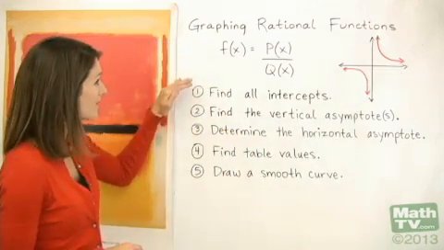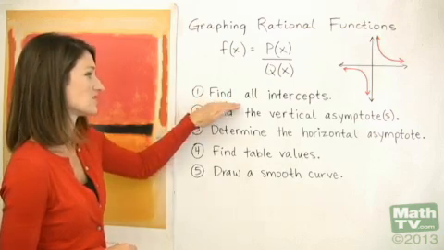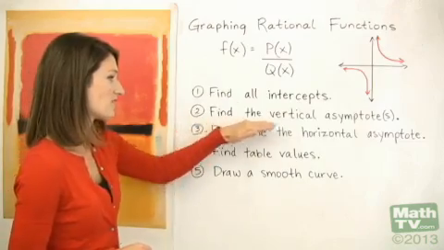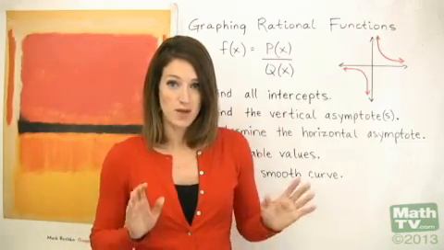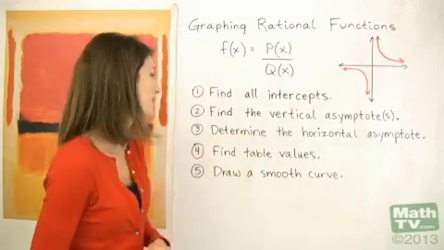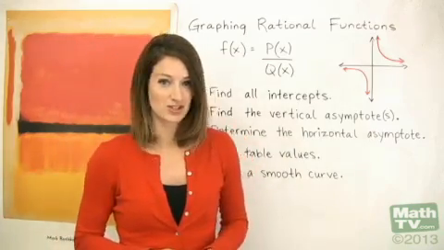So in order to graph rational functions, we're going to do these 5 steps. The first of which is to find all of the intercepts for your given function. The second is to find the vertical asymptotes. There may be just one, there may be 2, but we have to find all of them, and that'll help you graph. The third is to determine where the horizontal asymptote occurs.